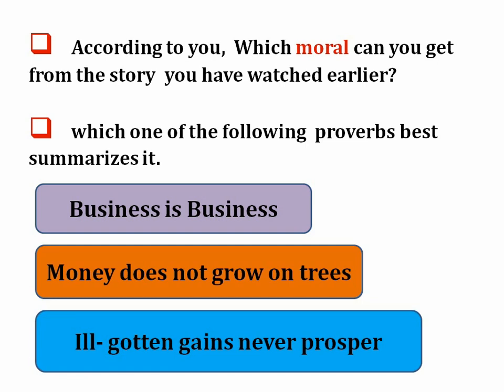As a wrap-up activity, you can refer learners back to the story they have watched at the beginning of the session and let them discuss what moral they can get from it. Learners decide and choose the proverb that best summarizes the story, and this way they easily get the meaning of "ill-gotten gains never prosper."